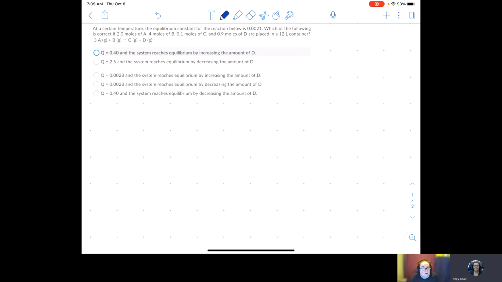All right, in this problem, we are given an equilibrium constant for the reaction, and we are told that it exists at a certain set of conditions. What's going to happen as the system reaches equilibrium? And the first answer is it might already be at equilibrium. How do we tell? We calculate Q.